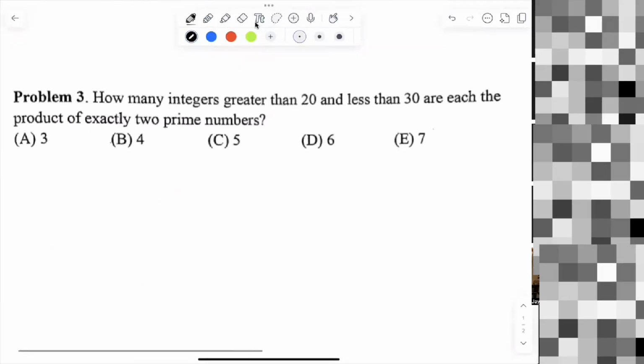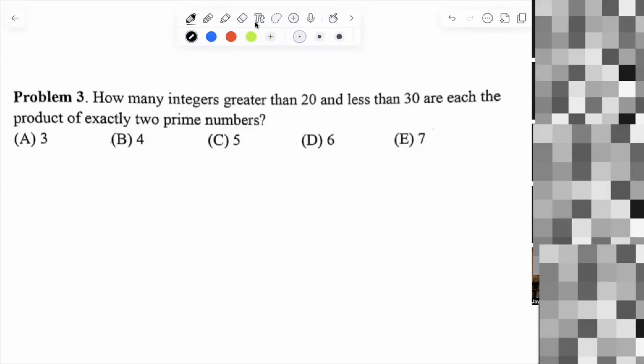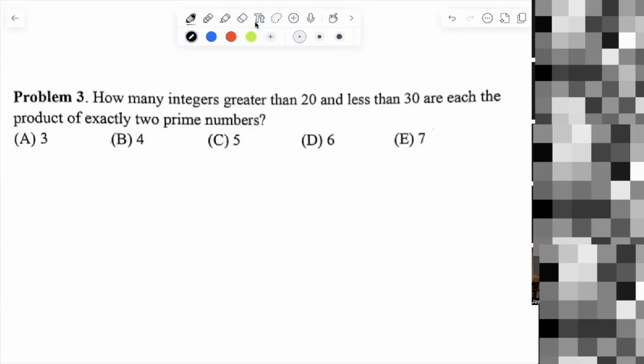How many integers greater than 20 and less than 30 are each the product of exactly two prime numbers? I'll ask you guys to have a try on this question and tell us in the group chat.